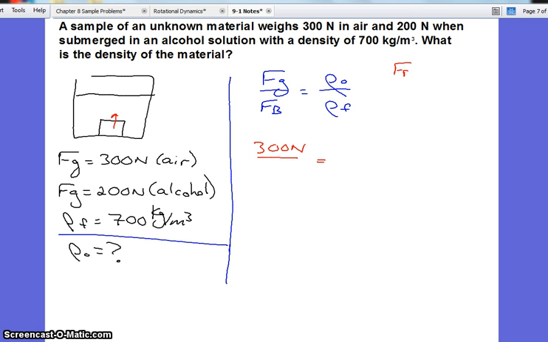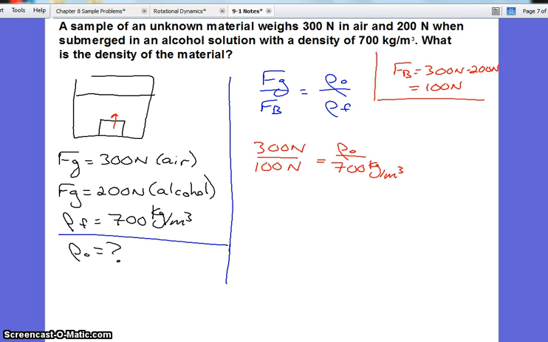So to get the buoyant force, you subtract the weight minus the apparent weight, we say, and we get 100 newtons. So subtract the actual weight in air minus the apparent weight in the fluid, and that's your buoyant force. We want to find the density of the object, and we know the density of the fluid is 700 kilograms per cubic meter. Now we can cross multiply, but in this case 300 divided by 100 is 3. To move the 700 over, we multiply by 700. And so we get 2100 kilograms per cubic meter is the density of the object.